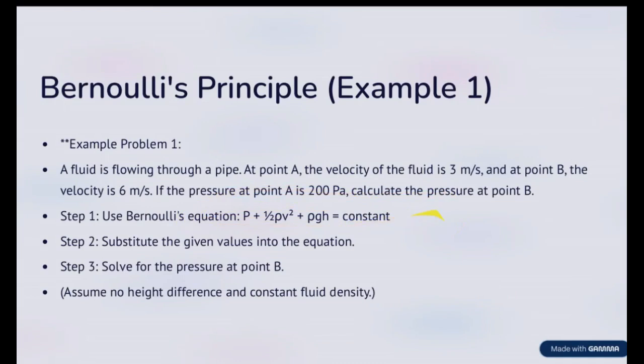It should be on the slide I sent you. So we would not really spend much time. P plus half density V squared plus density g h equals constant. So you could cross-check it from the slide. It's the same slide I'm using.